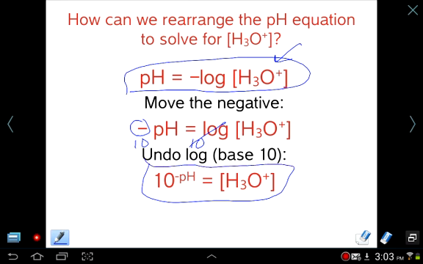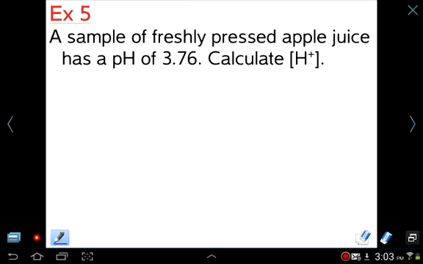If you want to get your concentration of hydronium ion from pH, you simply raise 10 to the negative pH, and that is how you will do it. So we're probably going to do a quick little calculation.